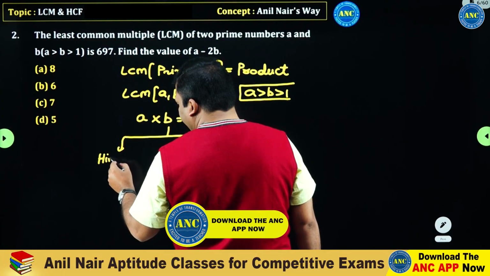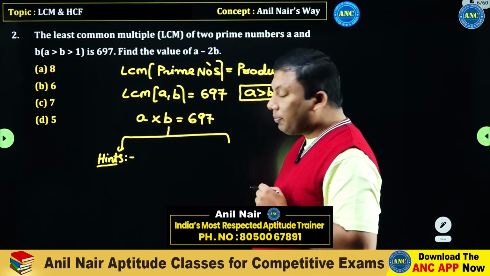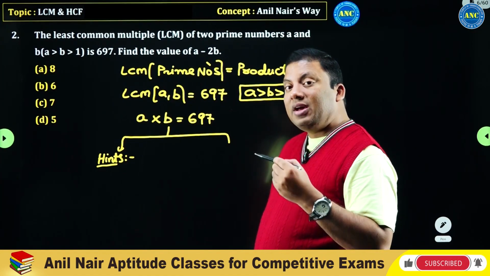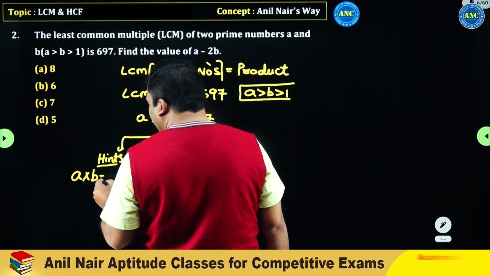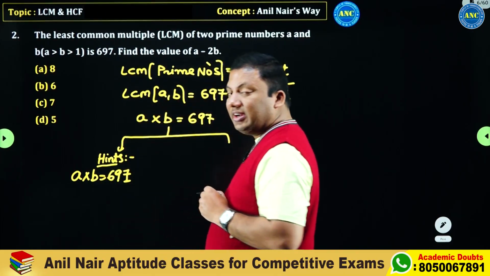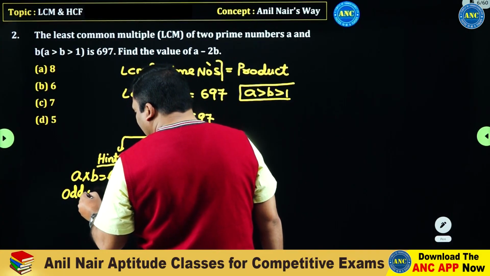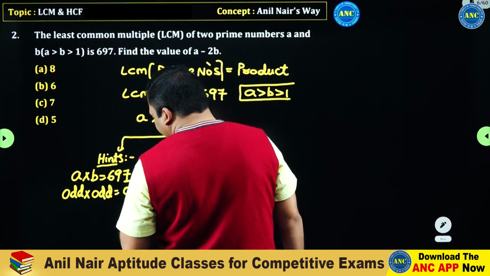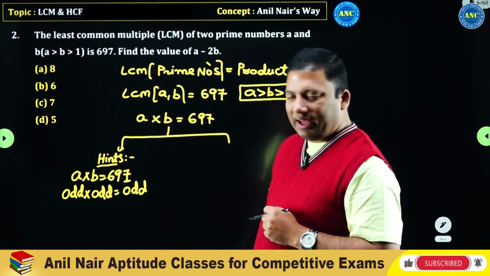This question is giving us some hints. Now, A and B are prime numbers. All prime numbers are greater than 1. 2 is the even prime; the rest are all odd primes. Now, A into B is 697, and 697 is an odd number. Odd into odd is an odd number. That means both A and B should be odd numbers. Only odd into odd gives an odd number.